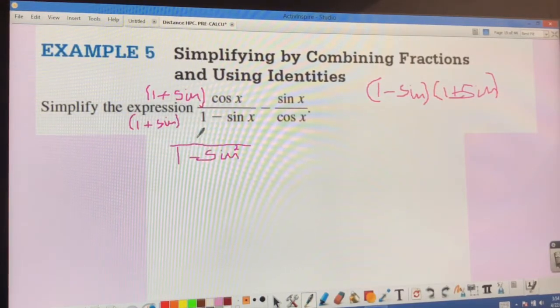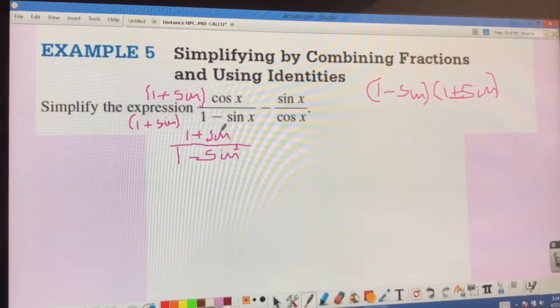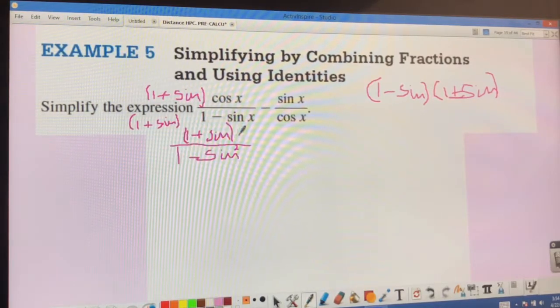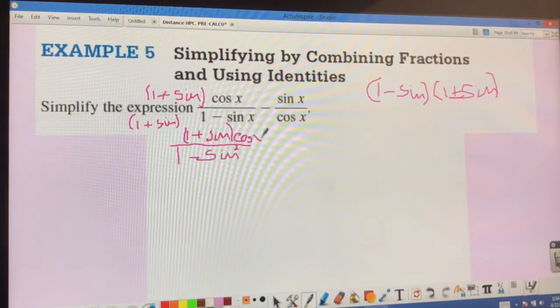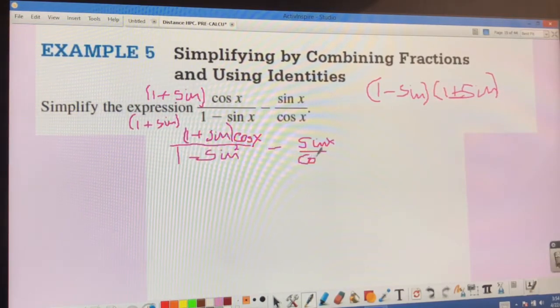You don't have to distribute unless you are eventually going to multiply them all out, okay? So now let's see, I got 1 plus sine. It's just the way I do my simplifying sometimes. I don't need to multiply it. I want to see what I need to get done. So minus your sine x over cosine x. Now I wish my pen is working.